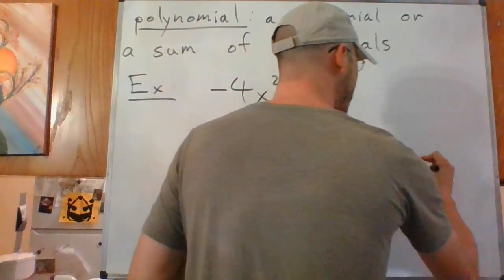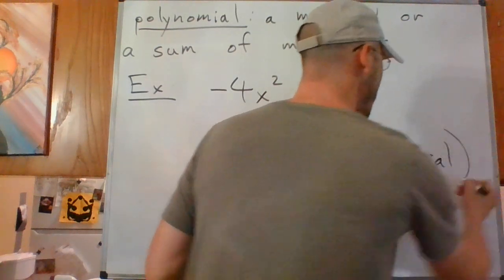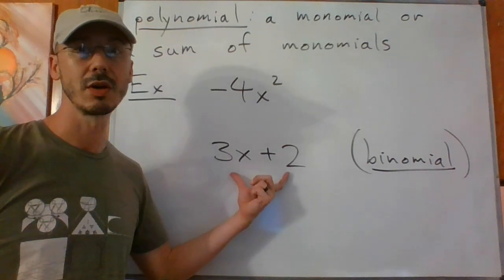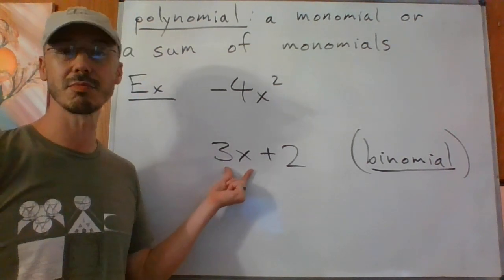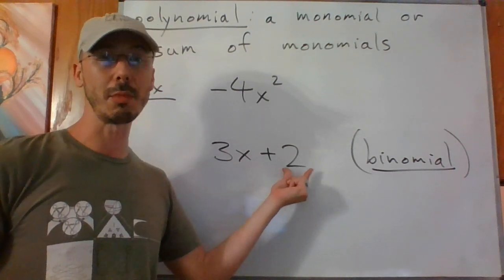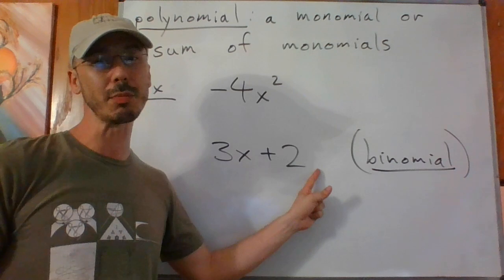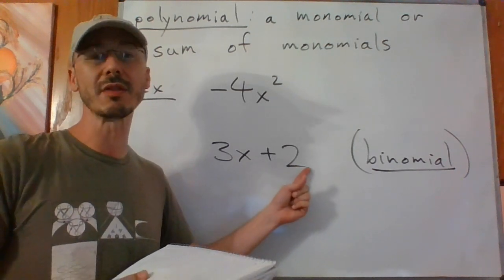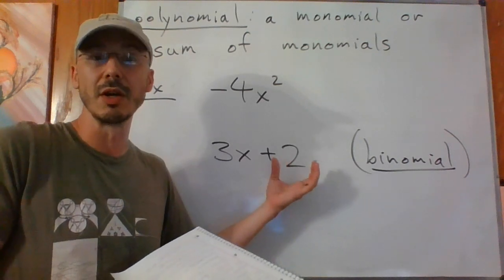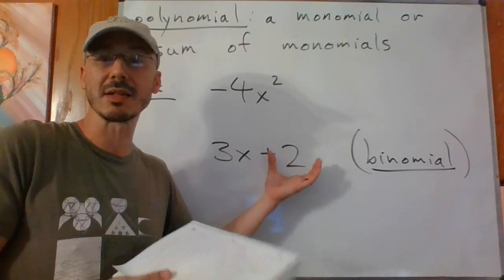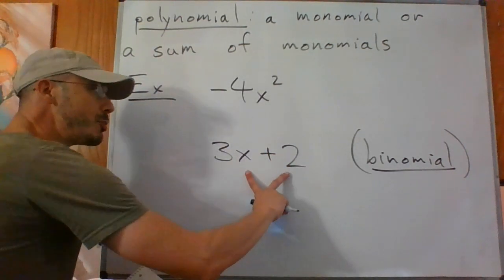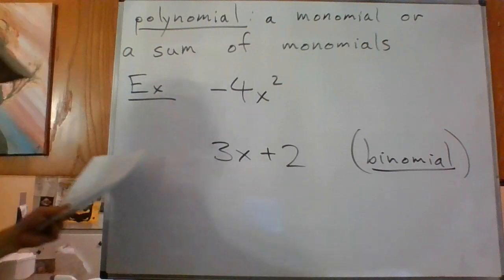Another example, 3x plus 2. That's an example of a binomial because I've added together two monomials. Now the 3x is pretty clearly a monomial. That number 2 is also a monomial. The variable, we don't see the variable. You could think of it as x to the 0 power, which is 1, 2 times 1. But a number by itself is considered a monomial. It just doesn't have a variable factor. This is a binomial because we've added together two monomials.